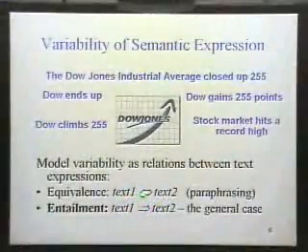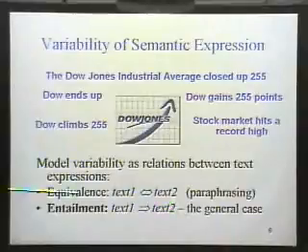But the more general case is, of course, that the arrow is just unidirectional. We can infer "Dow ends up" from "Dow gains 255 points," but not vice versa, just because this is a more specific statement than this one. So the general case is just entailment in one direction. Okay, and when I say entailment here, I'm not going to refer to a strict logical entailment, but the kind of entailment I'm going to talk about. So it's kind of borrowing the same known symbol.